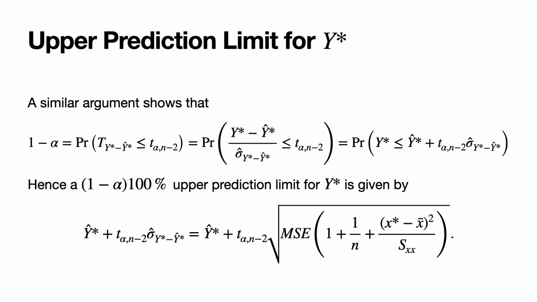And so a 1 minus alpha times 100% upper prediction limit for y star is given by y hat star plus the product of the interval coefficient, which is the upper alpha percentage point of the t-distribution with n minus 2 degrees of freedom, with the estimated standard error of the difference between y star and y hat star.